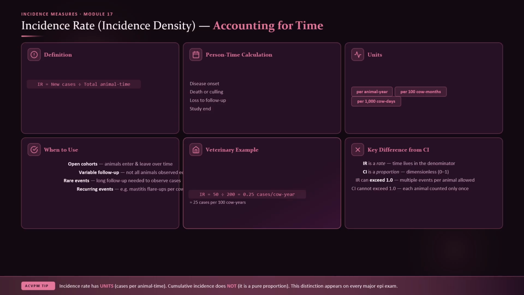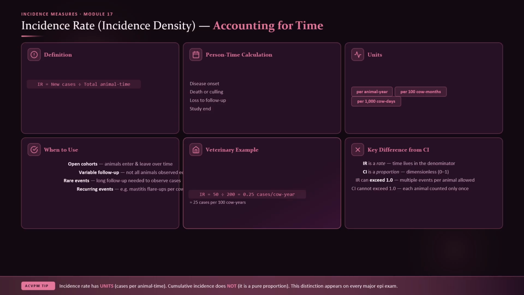The key conceptual distinction to carry forward. Cumulative incidence is a proportion. It's dimensionless and it represents a risk or probability. Incidence rate is a true rate. It has units, cases per animal year, for example, and it can theoretically exceed 1 if animals are at risk for a long time. They are not interchangeable. Rate gives us the instantaneous speed of disease occurrence. Risk gives us the cumulative probability over a fixed interval.